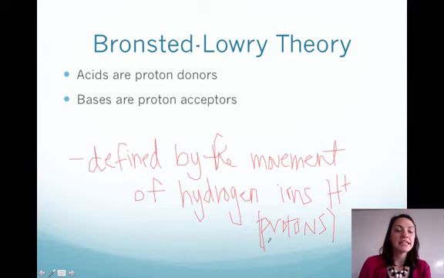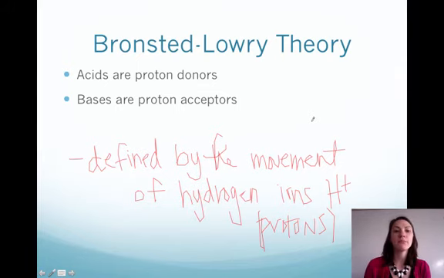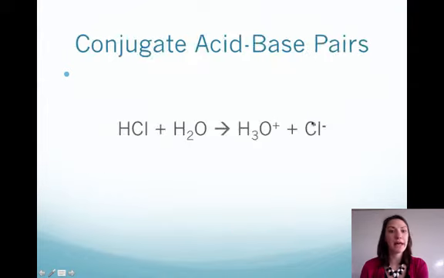They said that acids are proton donors. They donate the proton, so they give away protons. Bases accept the proton. So a proton travels from the acid to the base. One more time: a proton travels from the acid to the base. So let's look at that.